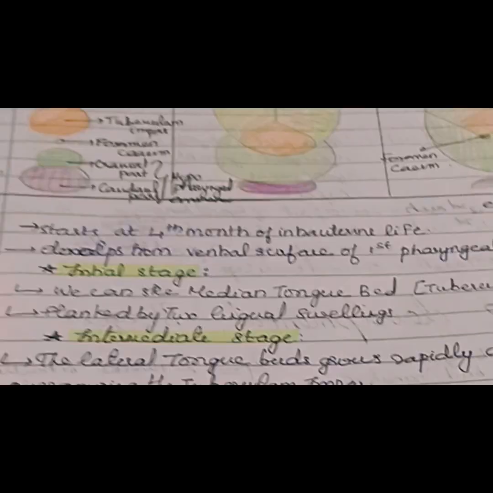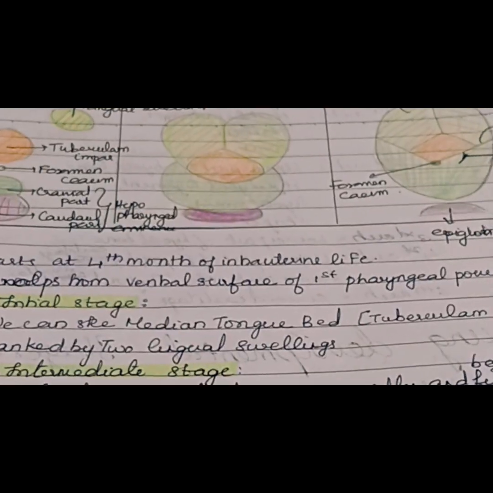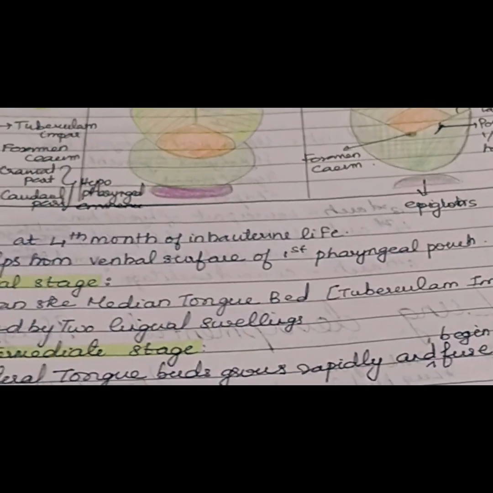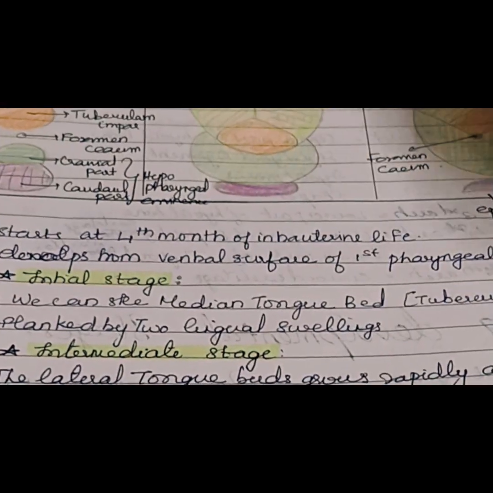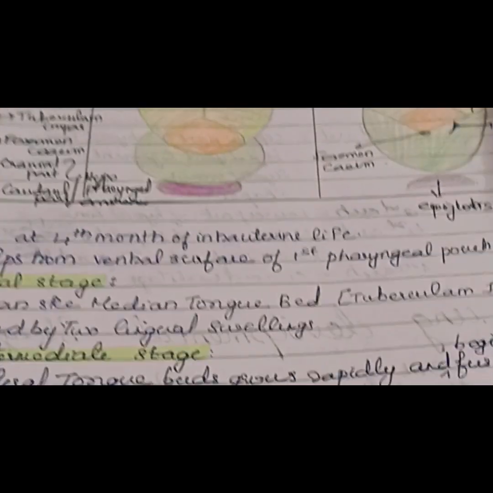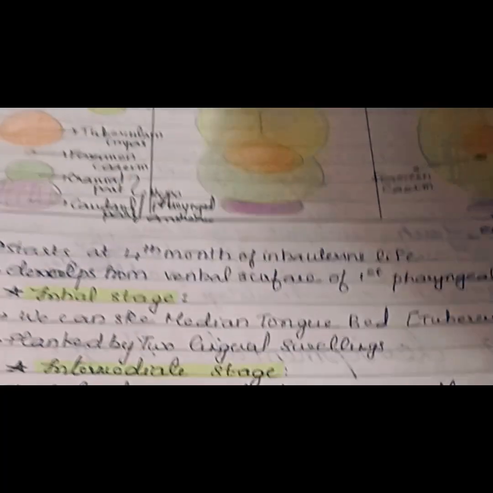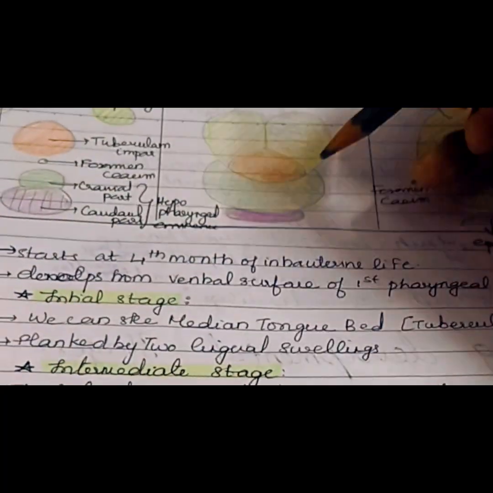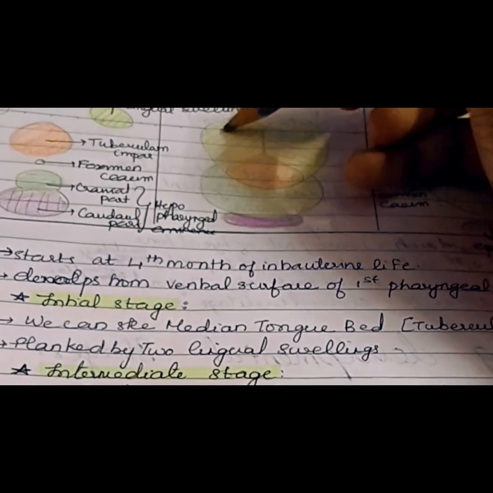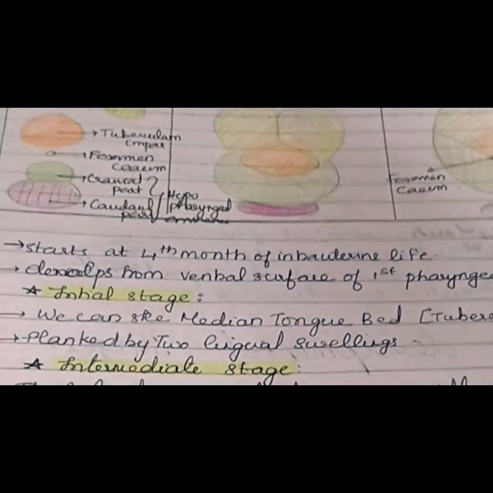What do you mean by intermediate stage? The lateral tongue buds grow rapidly and begin to fuse, overgrowing the tuberculum impar. That is, these started to grow rapidly and they begin to fuse, overgrowing the tuberculum impar. See the tuberculum impar and the lingual swellings. They started to fuse.